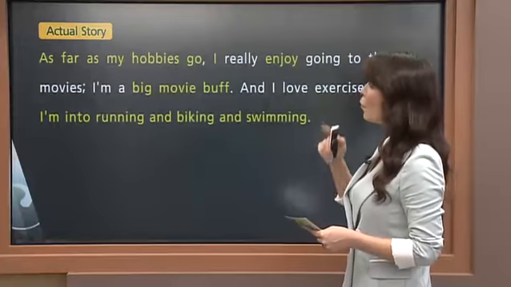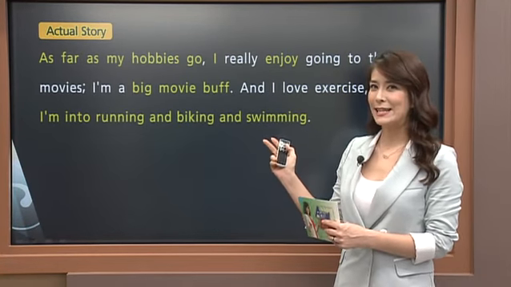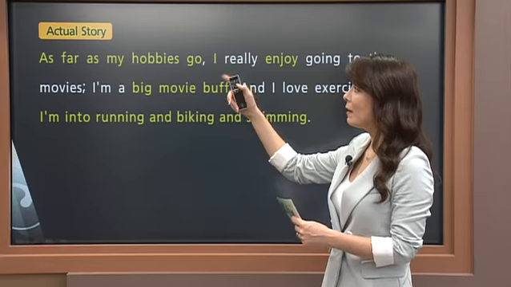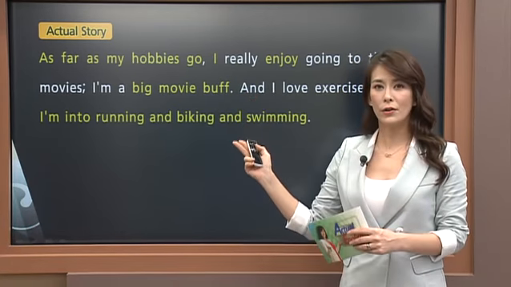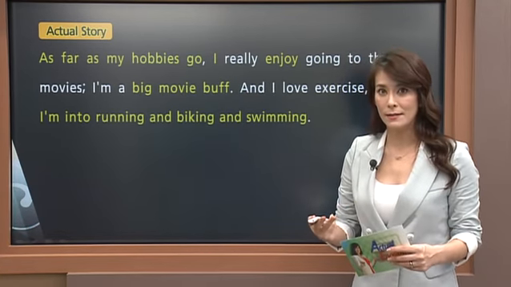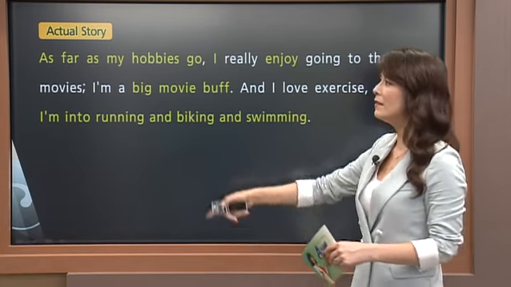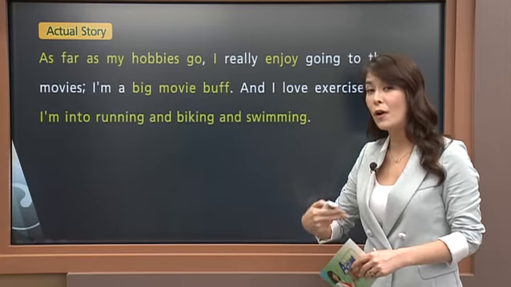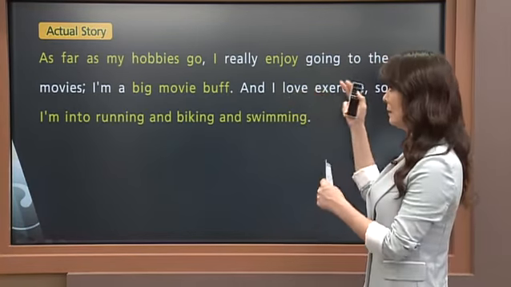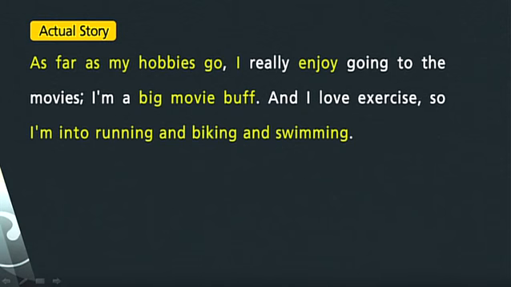Okay, let's pick out some wonderful things that he did mention in today's story. He says, "as far as my hobbies go." Now that is a wonderful way to talk about your hobbies. You can't say, "my hobby is" or "my hobbies are," but even better, "as far as my hobbies go, blah, blah, blah." He says, "I really enjoy going to the movies."